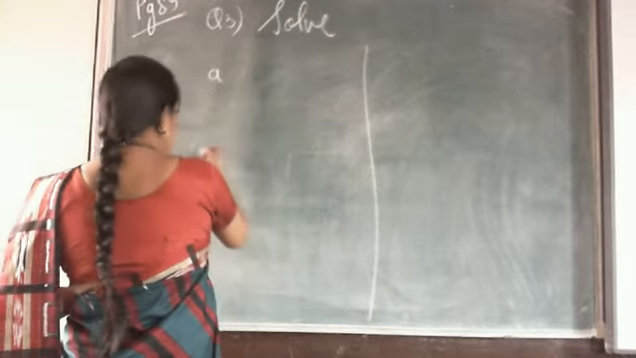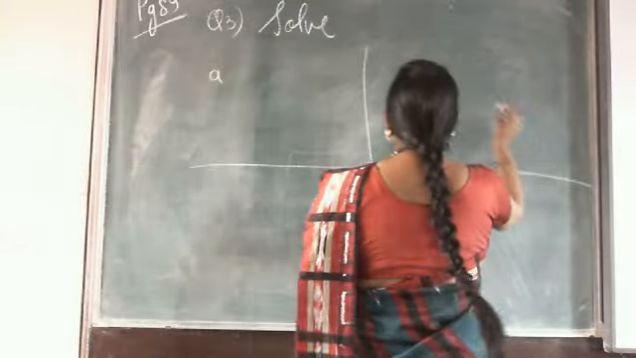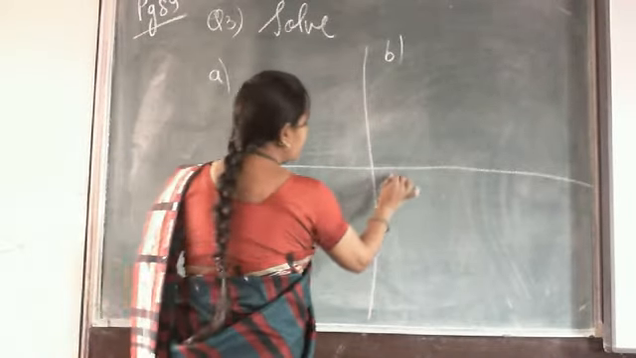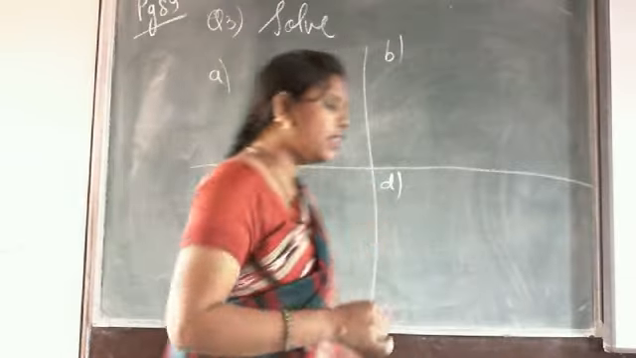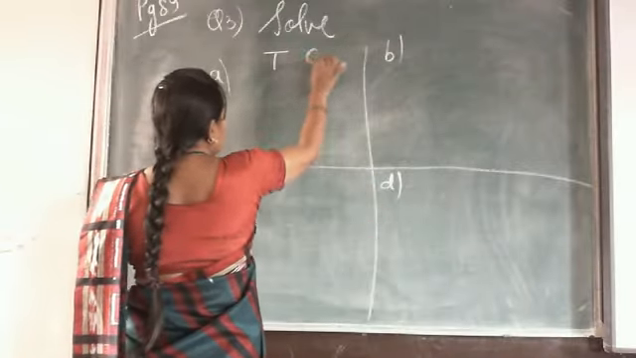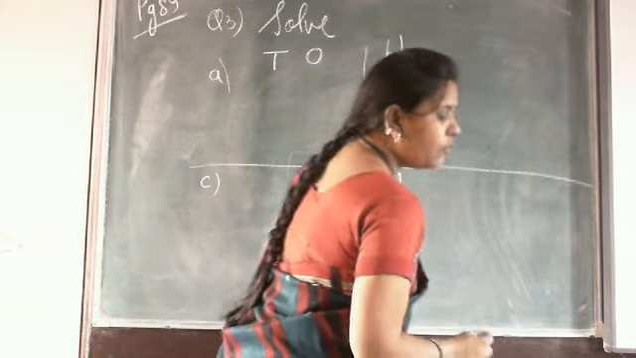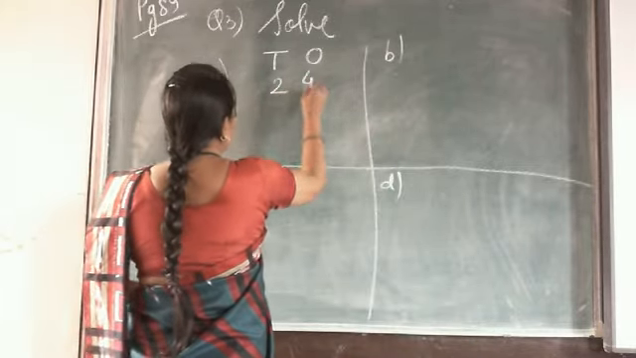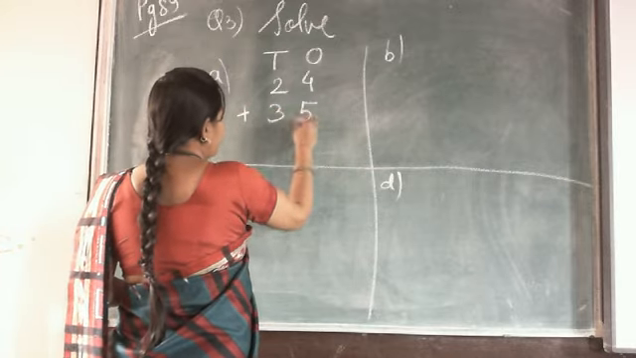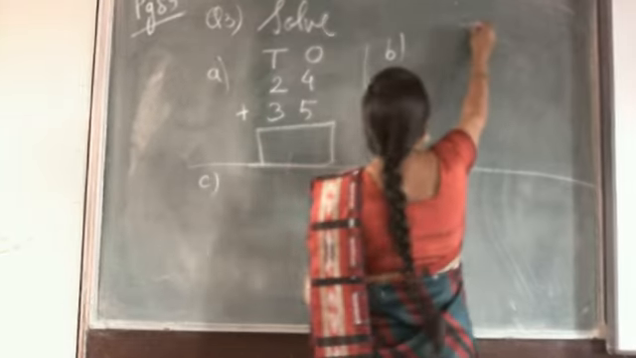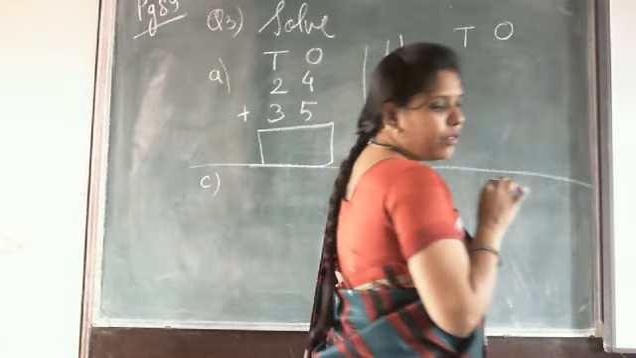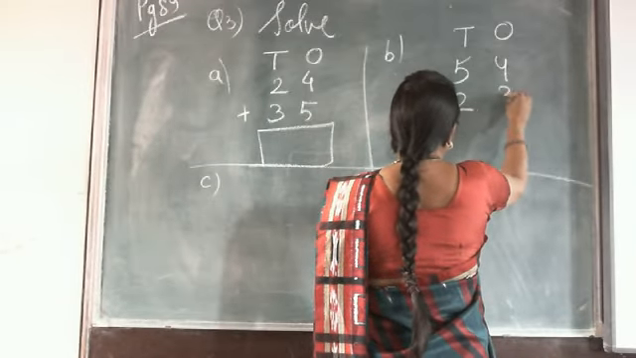So I am writing all the 4 questions on the board first. A, B, C and D. First question is 24 plus 35. You also first copy all the questions. 24 plus 35. Second question is 54 plus 23.